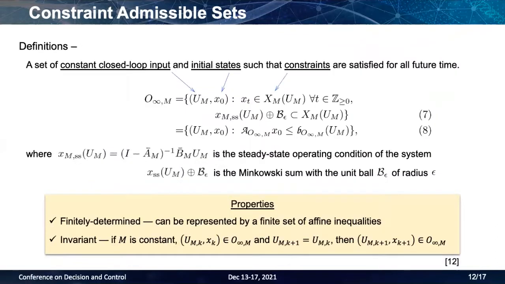Before further discussion of the strategy, we first need to define the constraint admissible and recoverable sets. The constraint admissible set is a set of constant closed-loop input UM and initial states X0, such that constraints are satisfied for all future time. Note that the reference command is included in UM by definition. The constraint admissible set defined in the form of equation 7 has two nice properties. It's finitely determined as given by equation A, and it's also invariant.